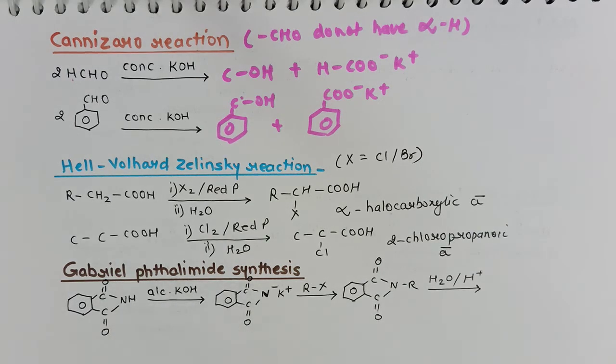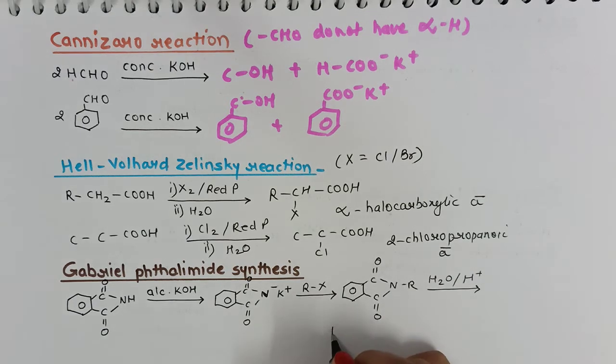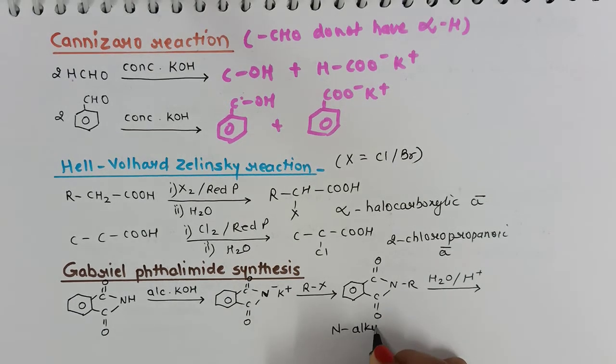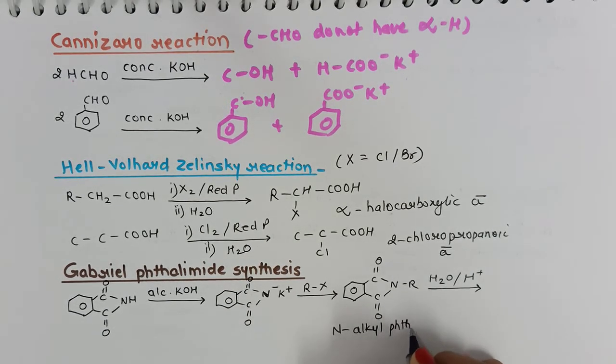The next one is Gabriel phthalimide synthesis. Gabriel phthalimide synthesis is also one of the important reactions. Now in this reaction, the phthalimide is treated with ethanolic KOH or alcoholic KOH to form potassium phthalimide. This potassium phthalimide, on being treated with haloalkane or any alkyl halide, will give N-alkyl phthalimide.